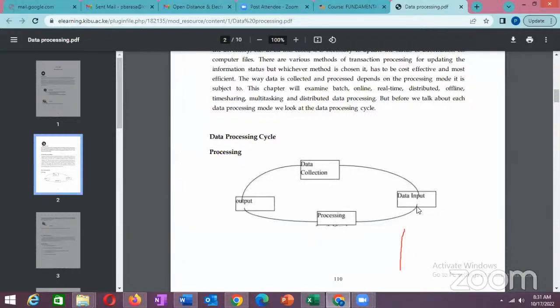Then we have data input. Data input is where you are inputting the data you have collected from people into the system. Then of course you're converting the data through processing into information.